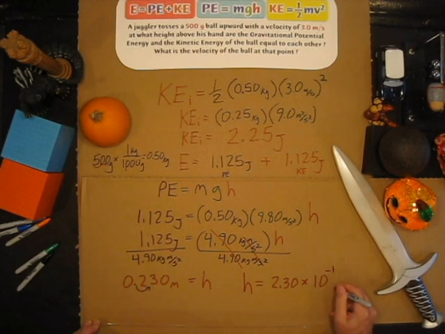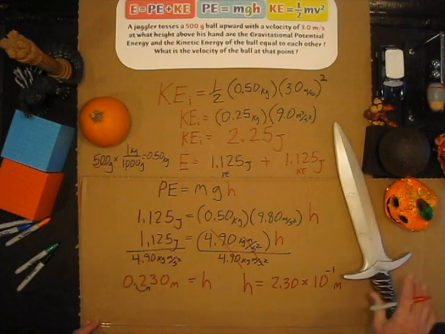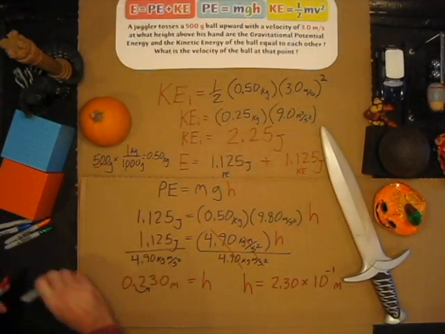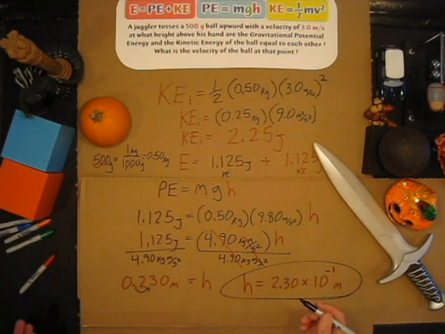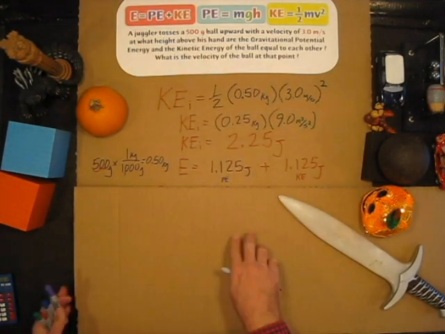And then it doesn't mean anything without the unit. You gotta have the unit. Write your units. Write your units. Okay, and then I'm gonna circle my answer. There's my final answer. And then we're gonna calculate the velocity. So now let's do the velocity of the ball at that point.